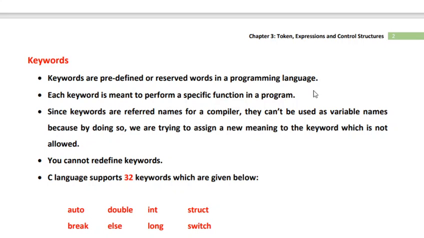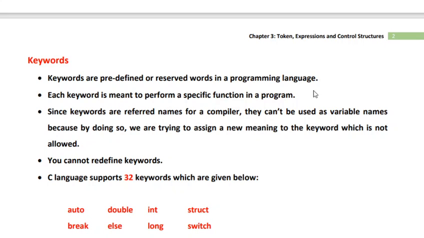Now each keyword is meant to perform a specific function in a program. So whenever you use a particular keyword, the very purpose of the keyword is to perform some specific function in the program. Now, since keywords are reserved names for a compiler, they cannot be used to name a variable, because on doing so, you will be creating alternative definitions for a keyword, which should be avoided, right? So since keywords are reserved words, you cannot redefine keywords or associate additional meaning to the keywords. That is what the next point implies. So you cannot redefine keywords, right?